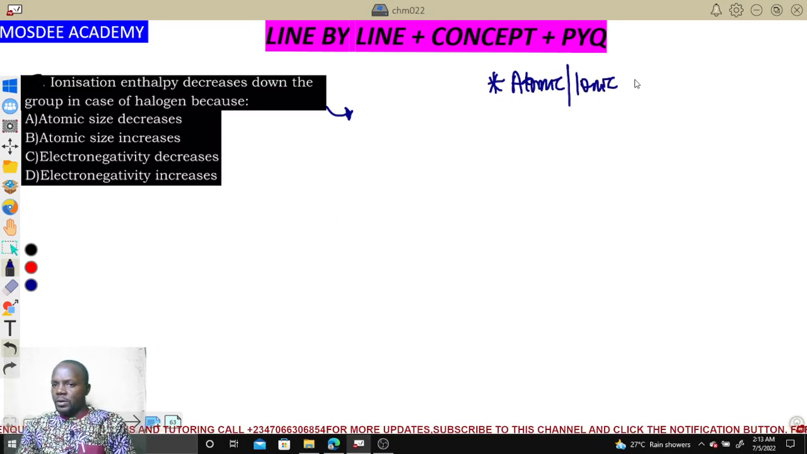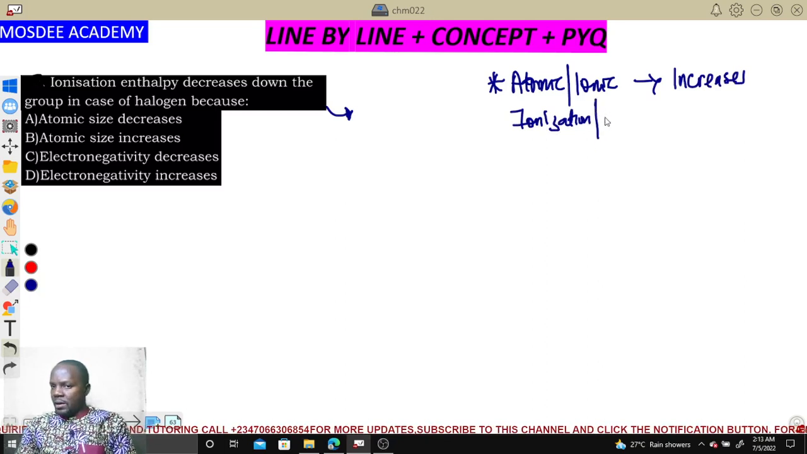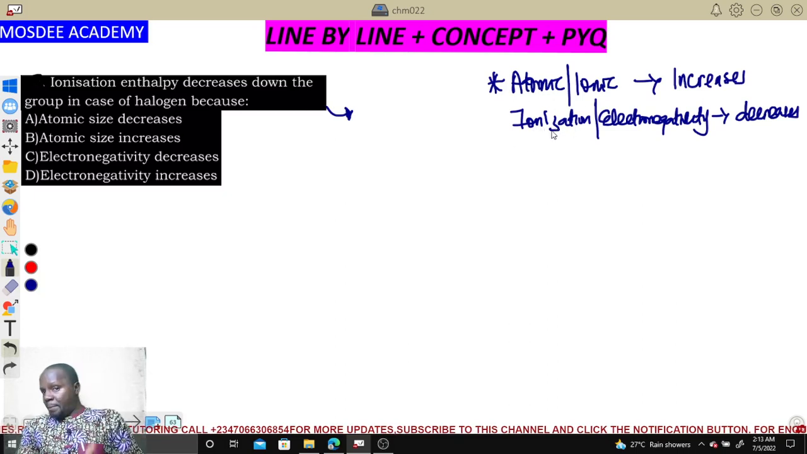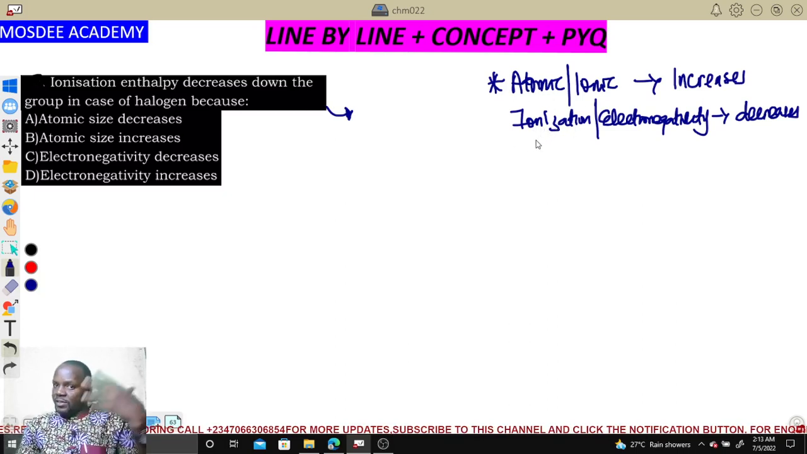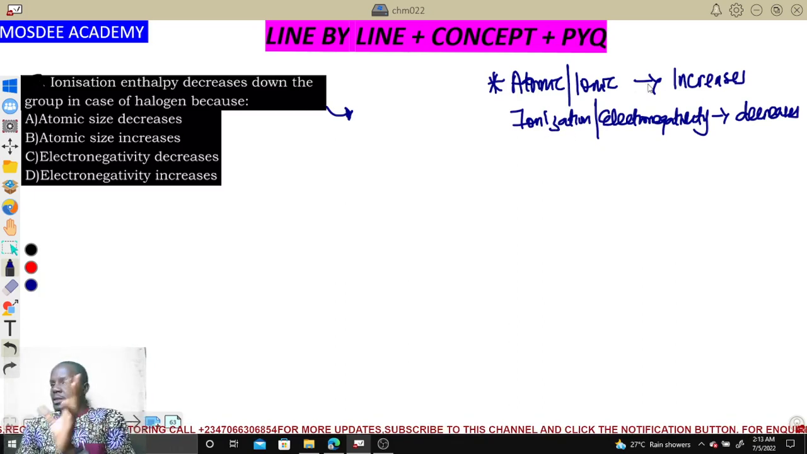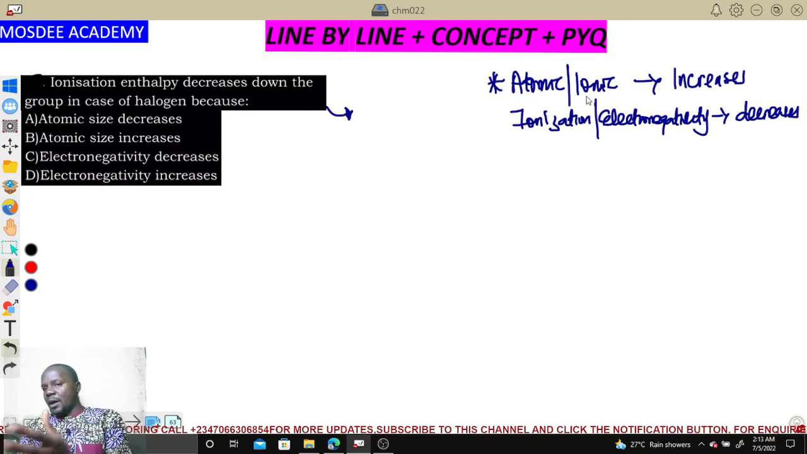ionic radius, this increases. Ionization energy and electronegativity, important point, this decreases. Now, ionization energy, ionization enthalpy, please note that enthalpy is its change. When it is subject to a substance, it can absorb and it can release. You know that. So this is just what we have been talking about since morning.